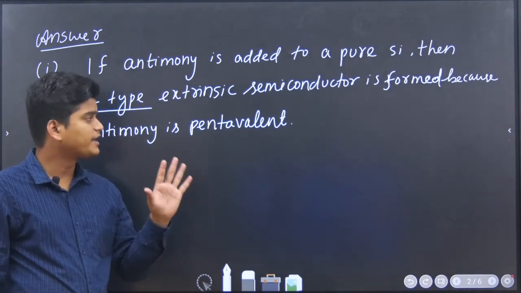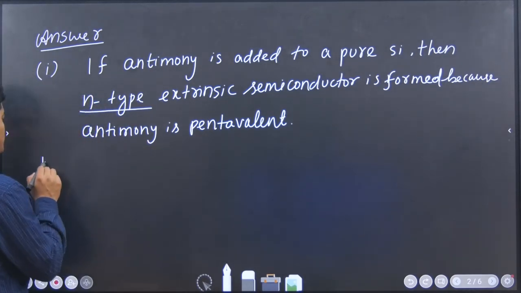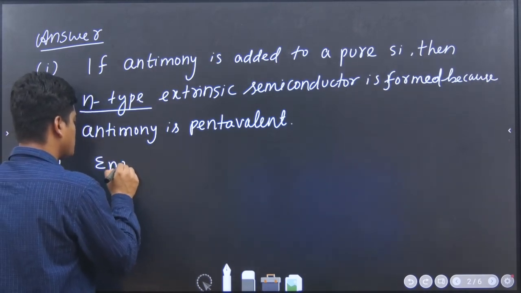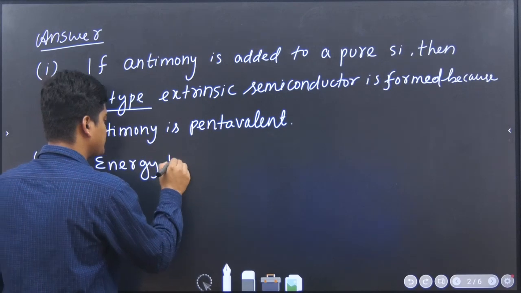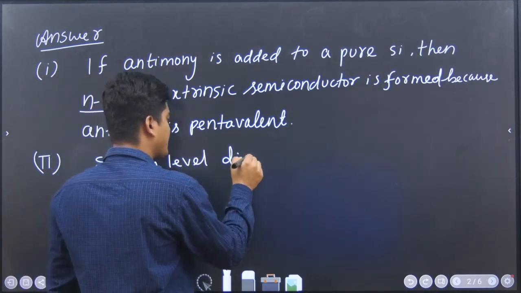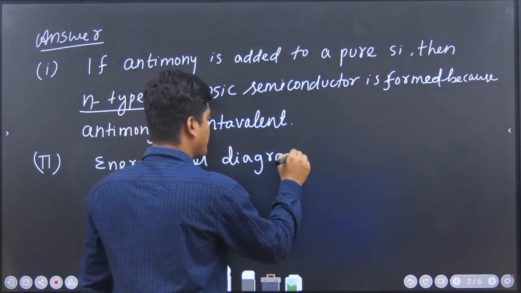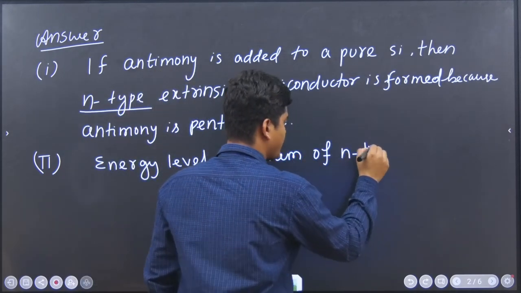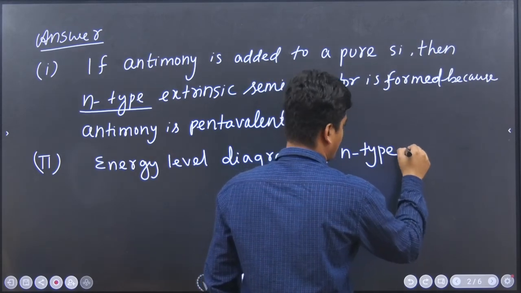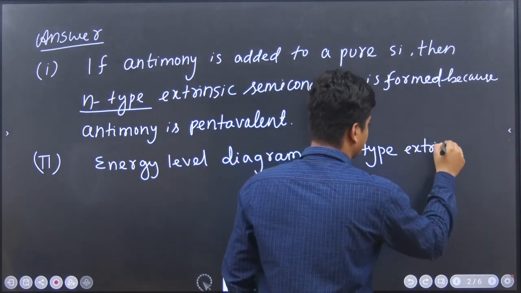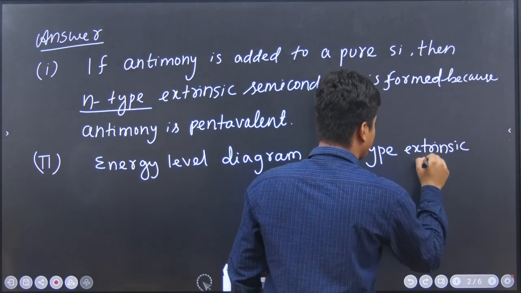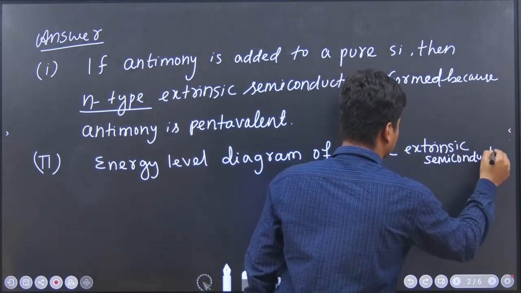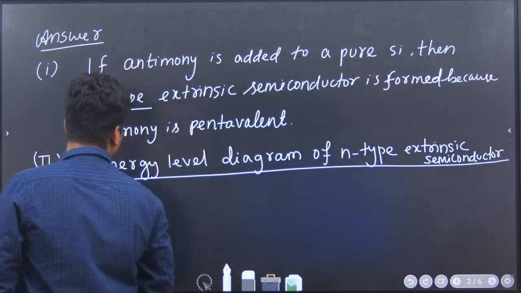Now the second thing is the energy level diagram. So write here: energy level diagram of an N type extrinsic semiconductor. How will the energy level diagram be?